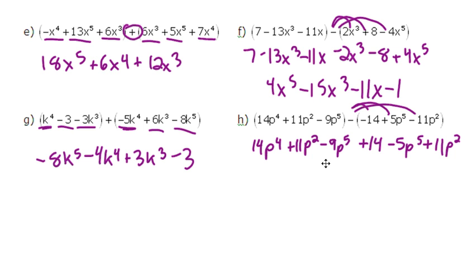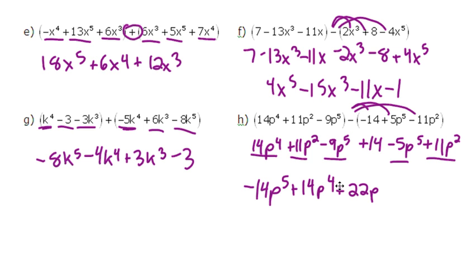And then I combine. So I start with my 5's. So I have negative 14p to the fifth. Then I go to the 4's. That's the only one, so plus 14p to the fourth. Then there's no 3's, so I go to the 2's. 11 and 11 make 22, so plus 22p squared. There's no regular p's, there's just the 14 left, so plus 14.